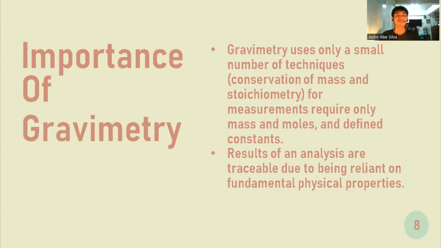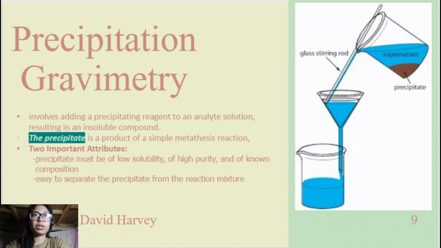And also, results of an analysis are traceable. So here we can track down the amount of a certain compound or of a certain analyte with the use of gravimetry, as this is heavily reliant on fundamental physical properties. In precipitation gravimetry, an insoluble molecule is created when a precipitating reagent is added to a solution containing the analyte. It is due to a metathesis interaction.